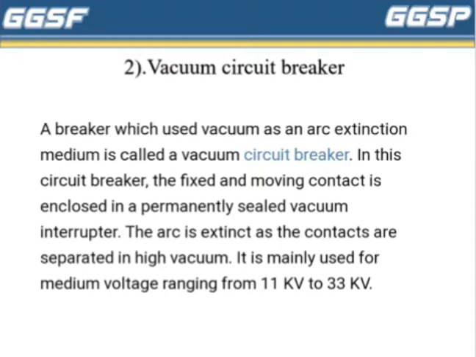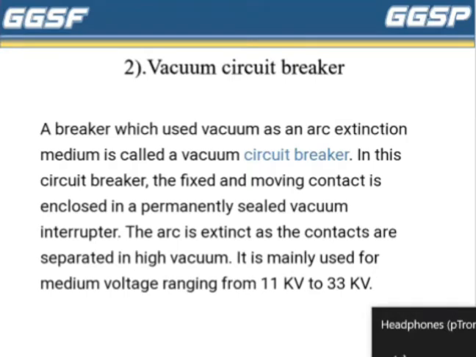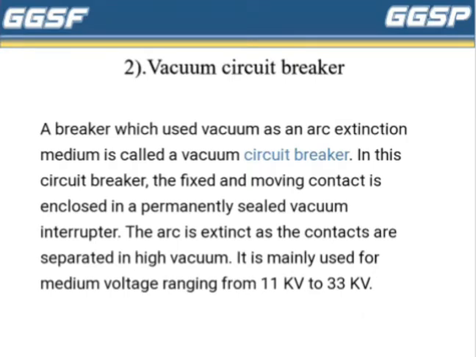Vacuum circuit breaker. A breaker which uses vacuum as an arc extinction medium is called a vacuum circuit breaker. In this circuit breaker, the fixed and moving contacts are enclosed in a permanently sealed vacuum interrupter. The arc is extinguished as the contacts are separated in high vacuum. It is mainly used for medium voltage ranging from 11 kV to 33 kV.